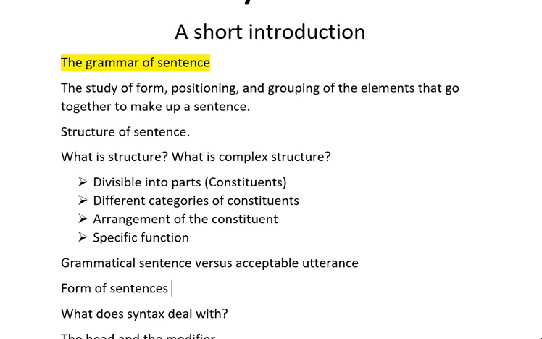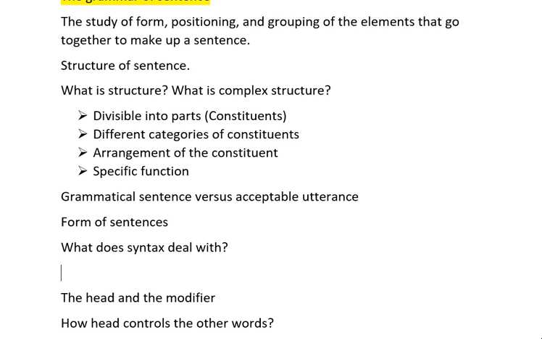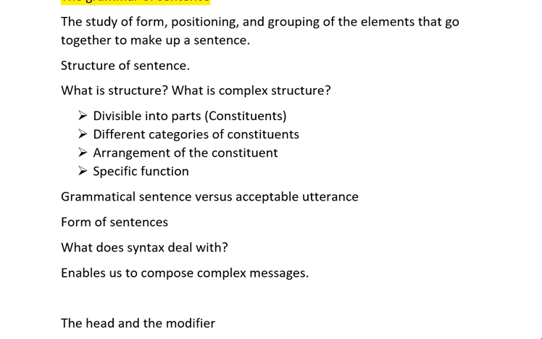It is also very important to know what a grammatical sentence basically is. Okay, what does sentence deal with? Now, this is also very important. We study syntax because it enables human beings to compose complex messages. That's the first thing.